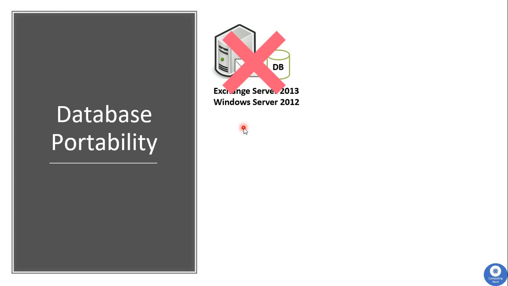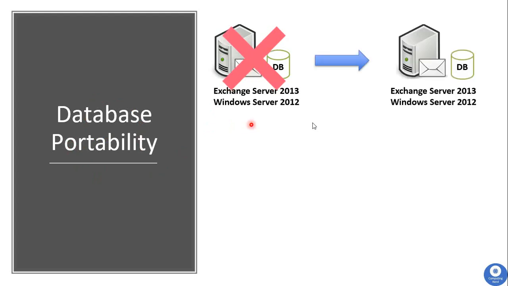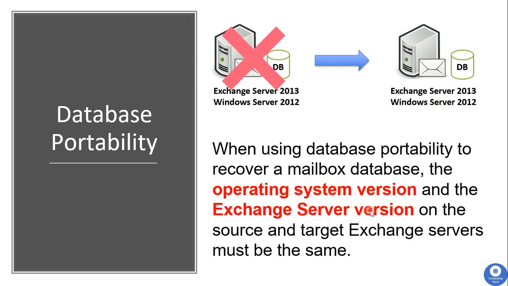So we can use this database portability feature in our Exchange environment to recover the lost Action Server or the mailbox database. We have to get a completely new Windows server. The operating system must be the same as our lost Action Server. So let's say the lost Action Server was hosted on Windows Server 2012, then we have to get a new Windows server of the same operating system version. And you have to deploy the same version of Action Server on the newly created Windows server. We have to make sure that the operating system version and the Action version are the same on the source and the target Action Server.